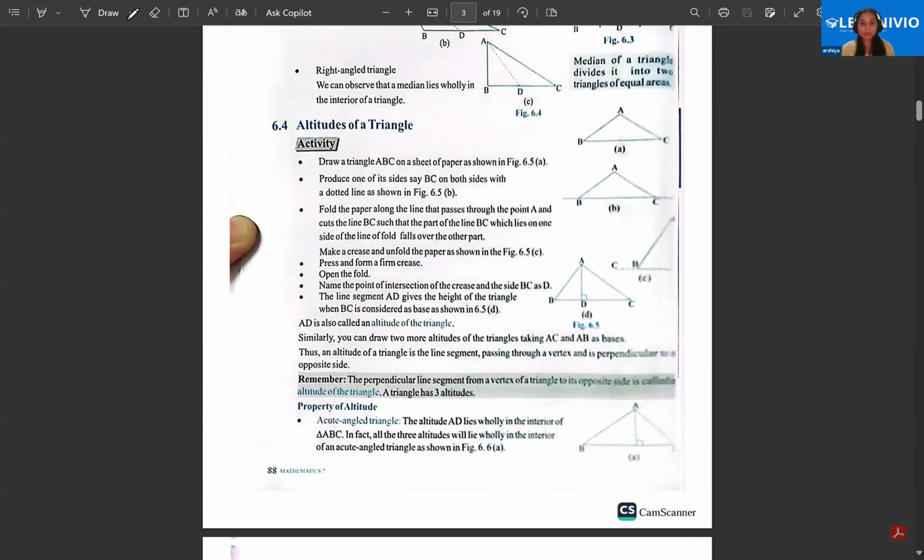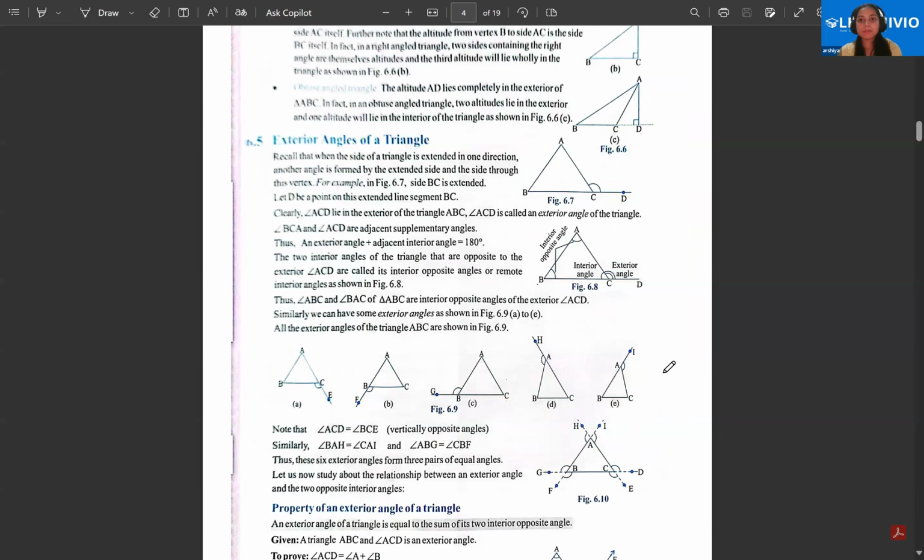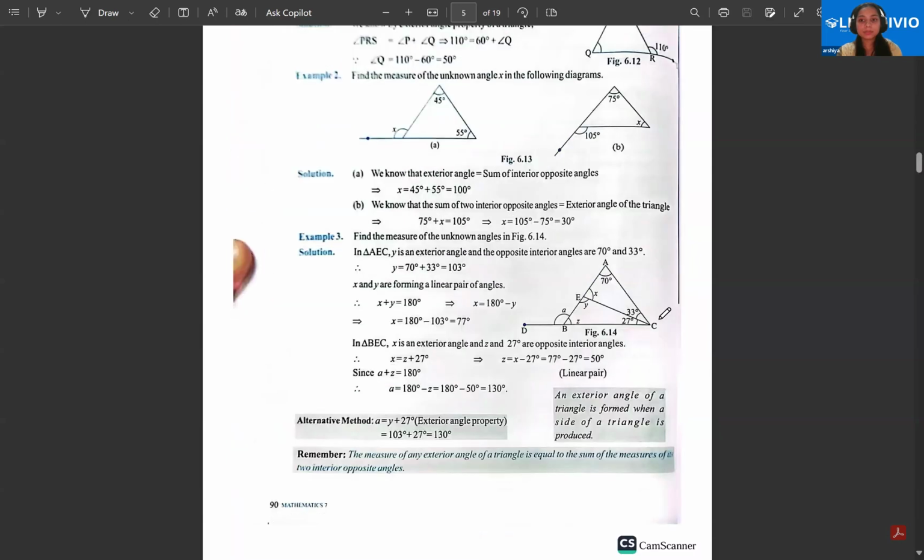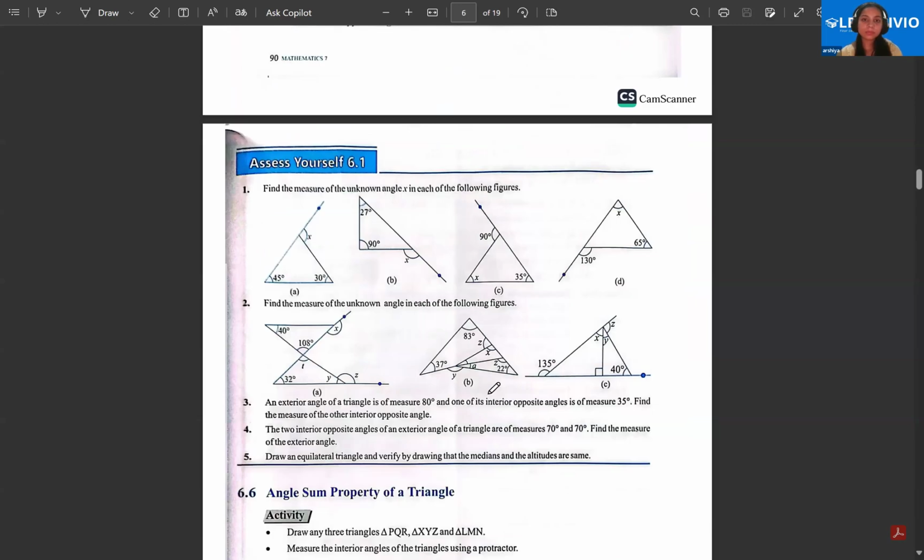Let's try this one, C part. So we basically have to find the missing angles, right? X, Y, and Z. Okay, so what do you think? Where should I start? Wait, are we doing 6.1? Yes, the third one, right?